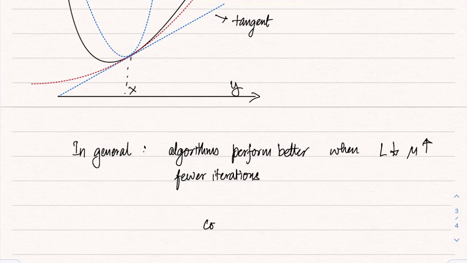In other words, for any strongly convex and smooth function, we have the so-called condition number L by mu, and this should be as small as possible. Obviously, it is always greater than or equal to 1, but in general, it should be as small as possible. If it is very large, say 100 or 10,000, then the performance of the algorithm will generally be worse. And if it is smaller, then the algorithm performs better.